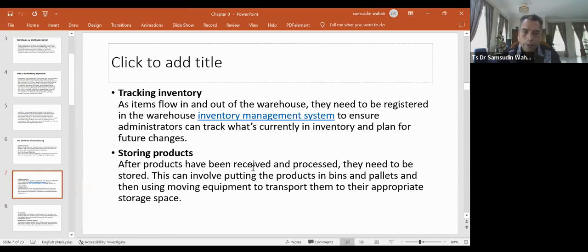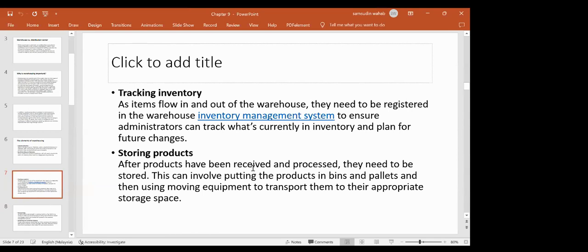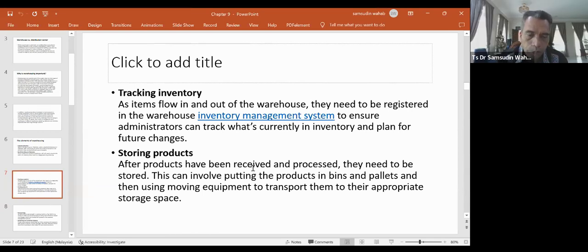Storing product. After products have been received and processed, they need to be stored. This can involve putting the product in bins and pallets, and then using moving equipment to transport them to the appropriate storage space. So there is a process also, call it storing. Storing means we arrange the product in the proper way. Okay, we use a pallet, we use a forklift to move the product.